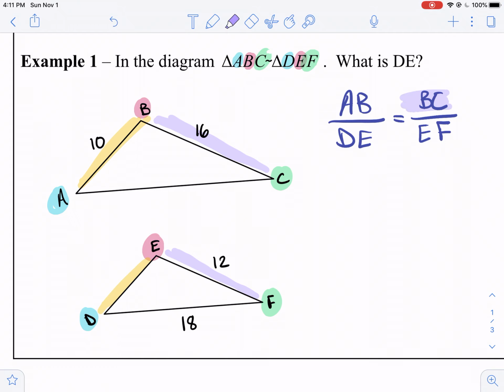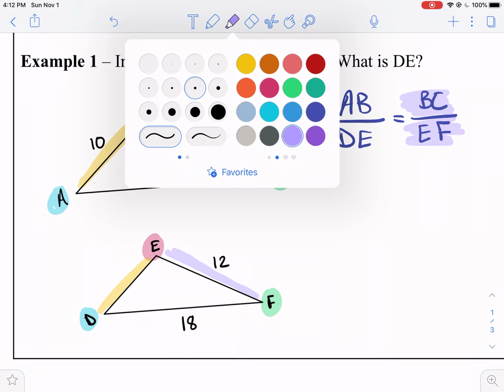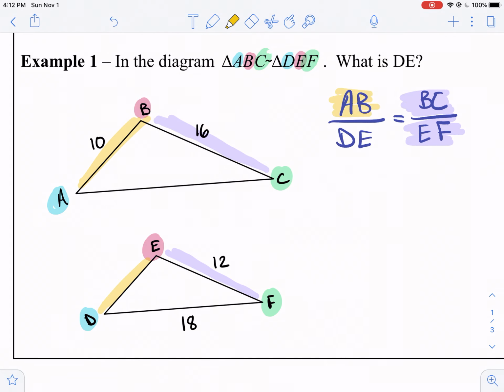So because BC matches up with EF, we're going to use that to find out what DE is. So you need to line up the corresponding parts. Okay, what is the length of AB? Well, AB is 10. So I'm going to substitute that in there. What's the length of DE? Well, we don't know. That's the question.